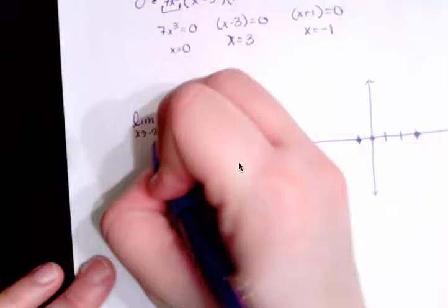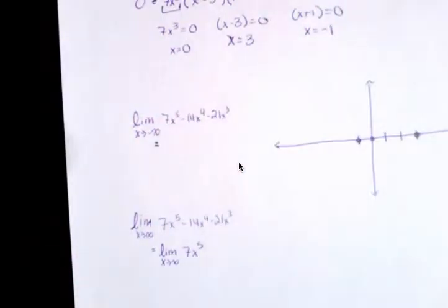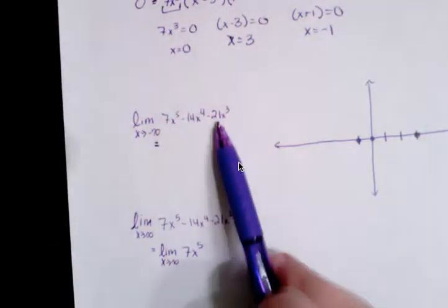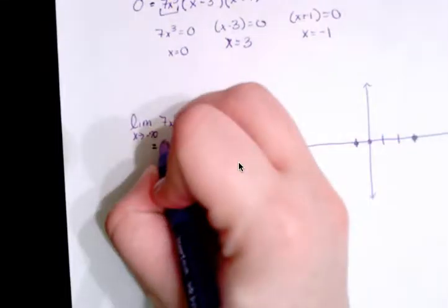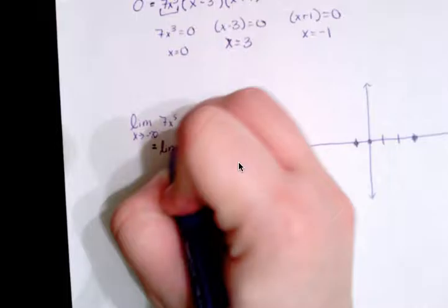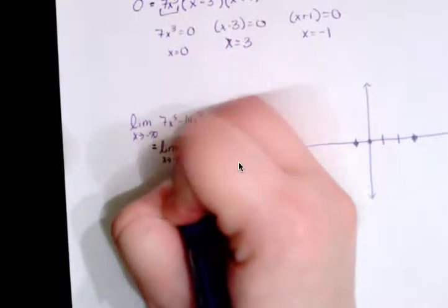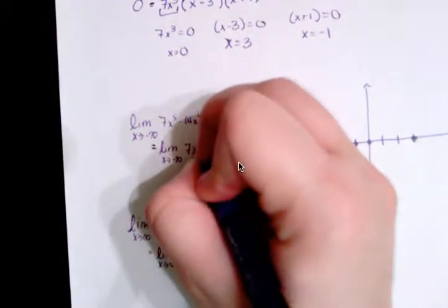Same with the top one. When we get really large negative numbers, these are not going to matter. It's like if you're a millionaire and you lose $1, it's not going to change much. So it's going to mimic the limit as x approaches negative infinity of 7x to the fifth.